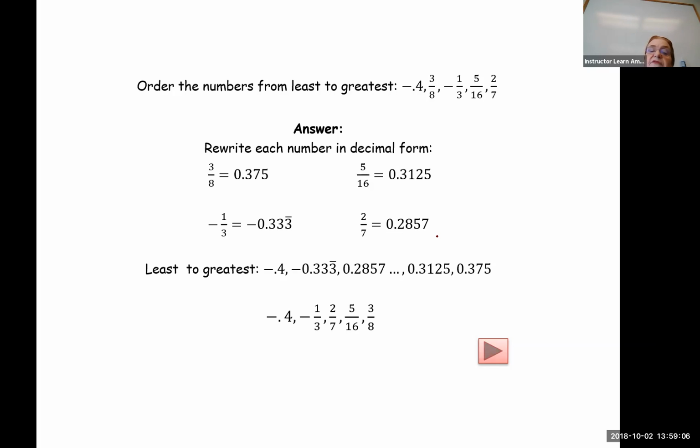So now, once you've done that, it's easy to order them from least to greatest. And you can see the order from least to greatest in decimal form here, and then finally switching back to the fractional form, we have our answer.